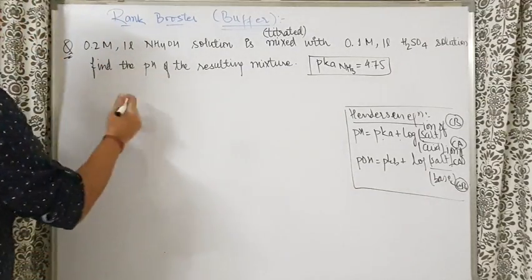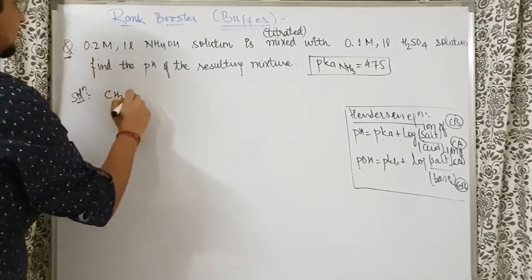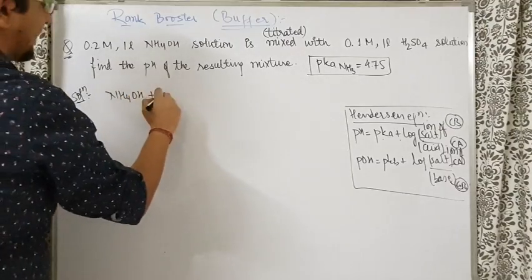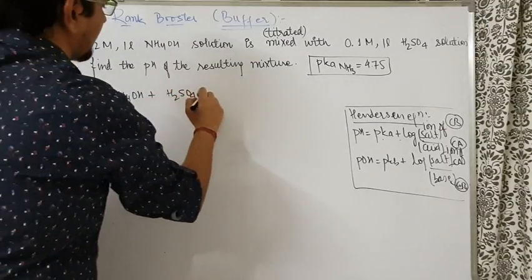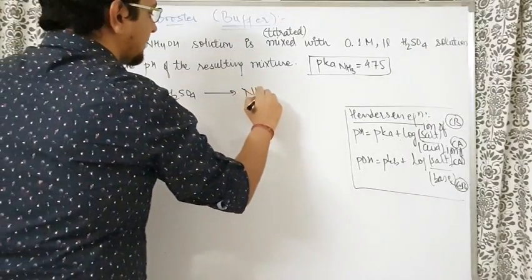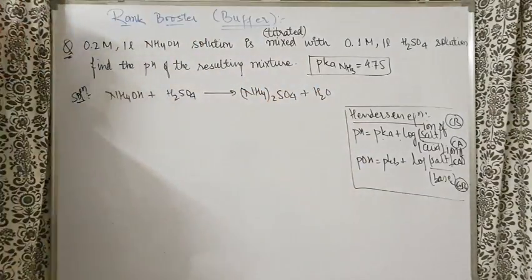Let's see what will happen. So here the solution is very simple. First thing I will write NH4OH reacting with H2SO4. What will happen? These two will react and form ammonium sulfate plus water. This is how people will solve this question.